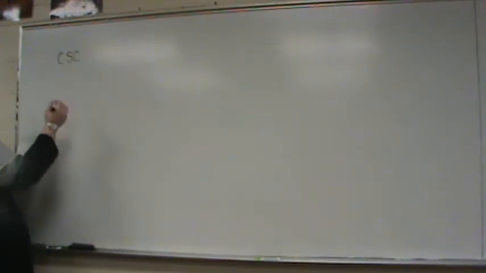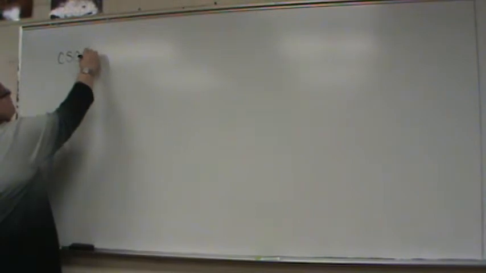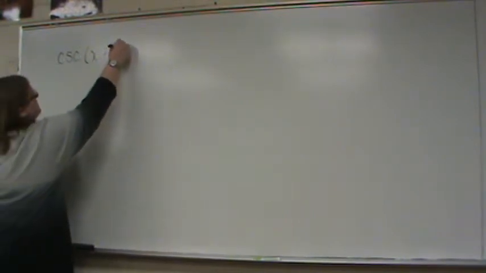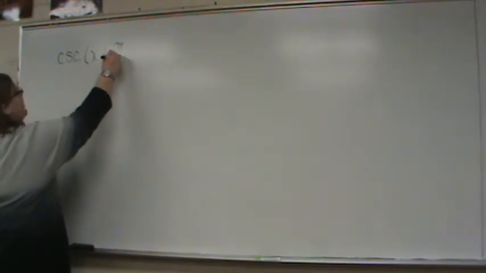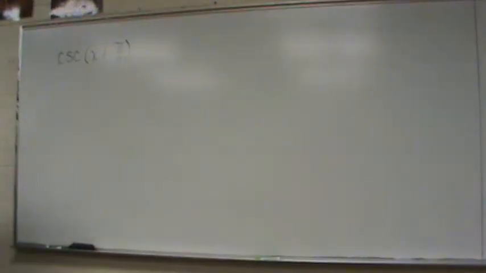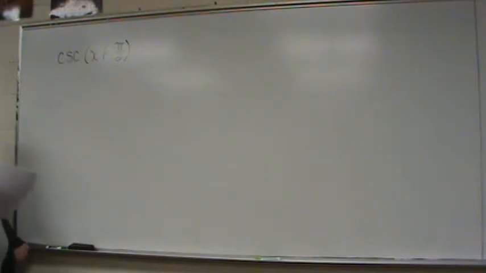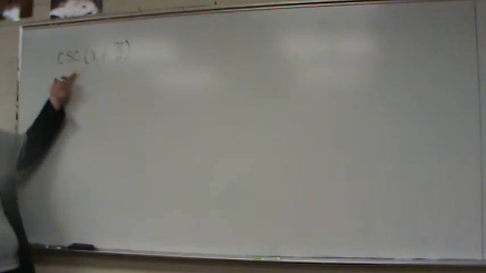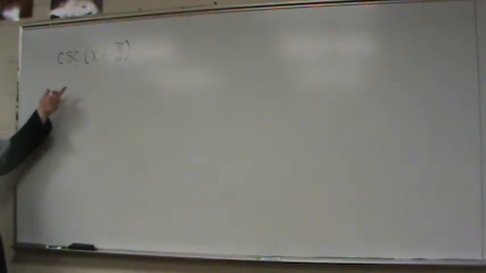All right, so example 6 says cosecant of angle x plus pi over 2. And then it says to rewrite that in terms of sine and cosine. So this is an addition one, but this doesn't follow one of the identities that we had, right? We only had identities for sine, cosine, and tangent.